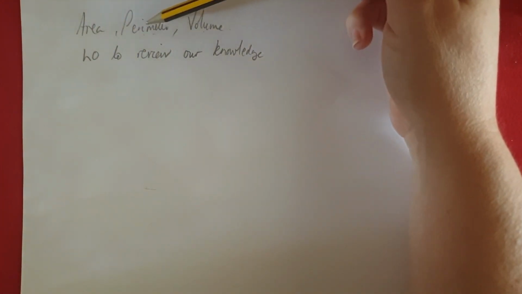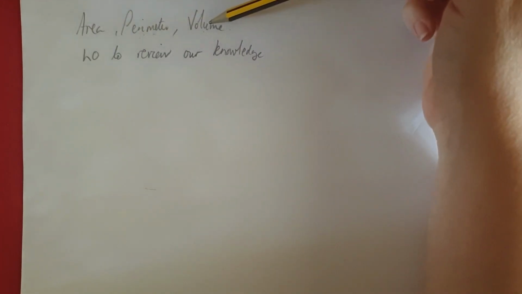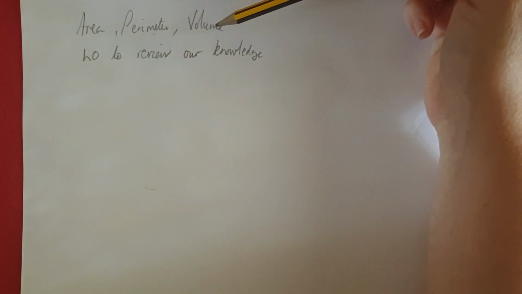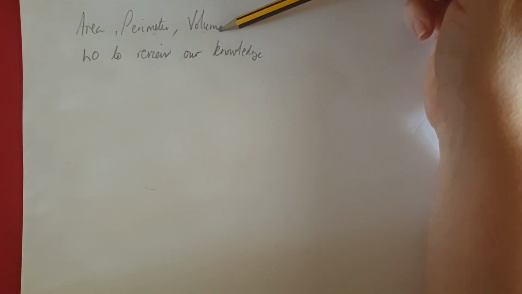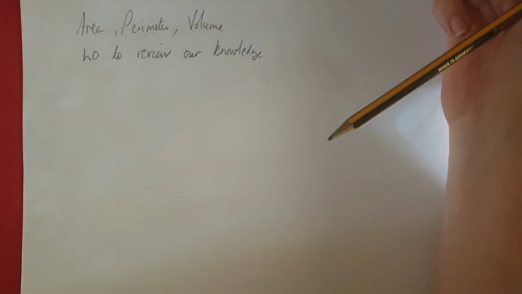These can be done with both 2D and 3D shapes. Volume, however, must be done with a 3D shape. It can't be found with a 2D shape, and we'll come on to why later on. Right, perimeter first of all.